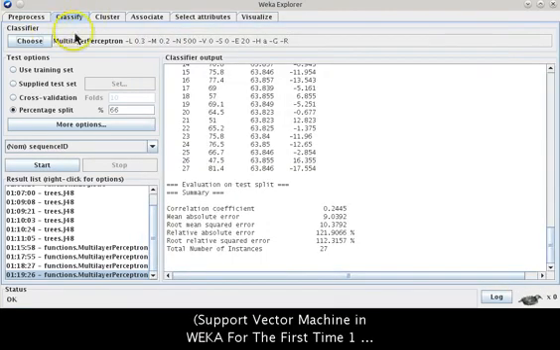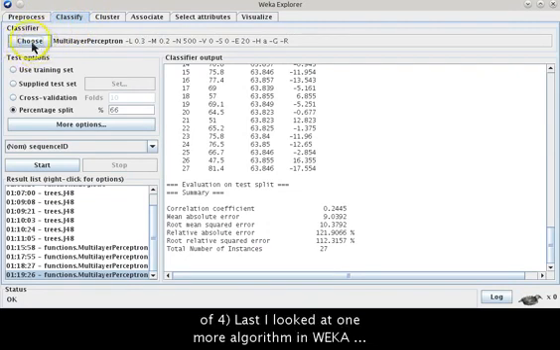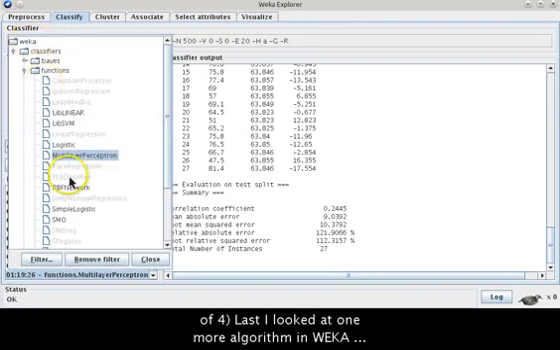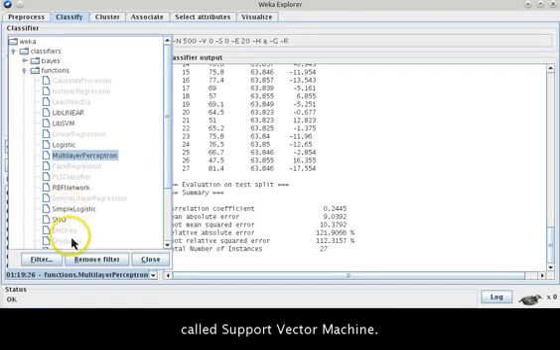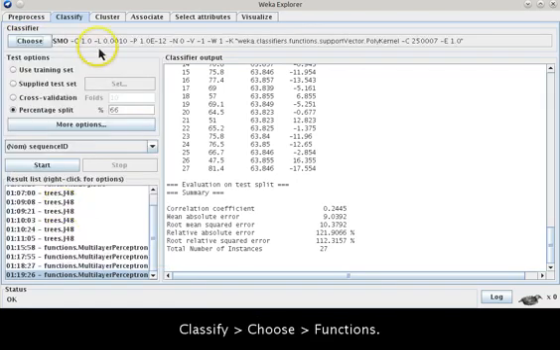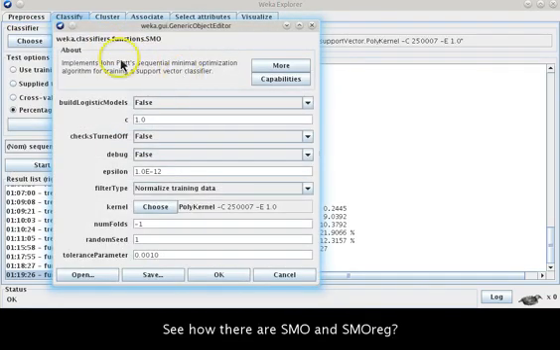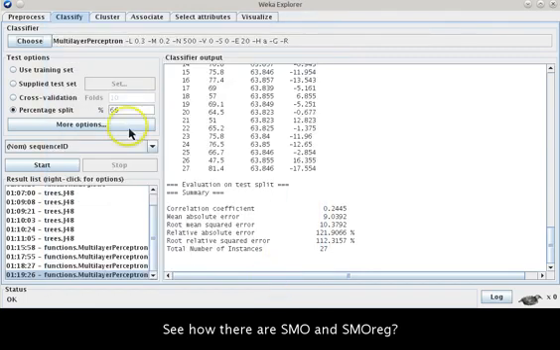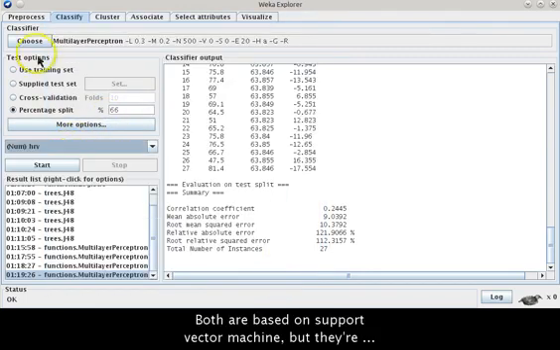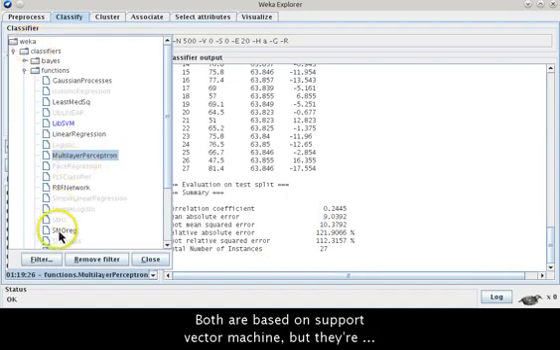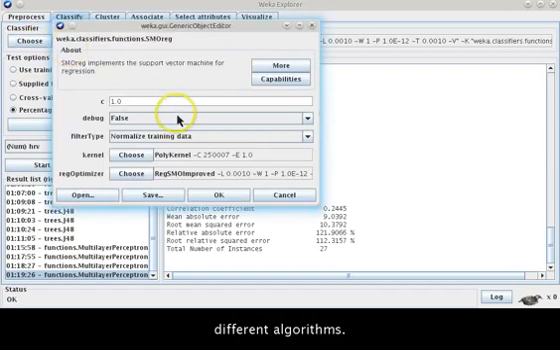Last, I looked at one more type of algorithm in WEKA called support vector machine. Classify, choose, functions. See, there's SMO and SMOreg. Both are based on support vector machine if you look at the properties of them. And you'll see that even though both are based on support vector machine, they're different algorithms.